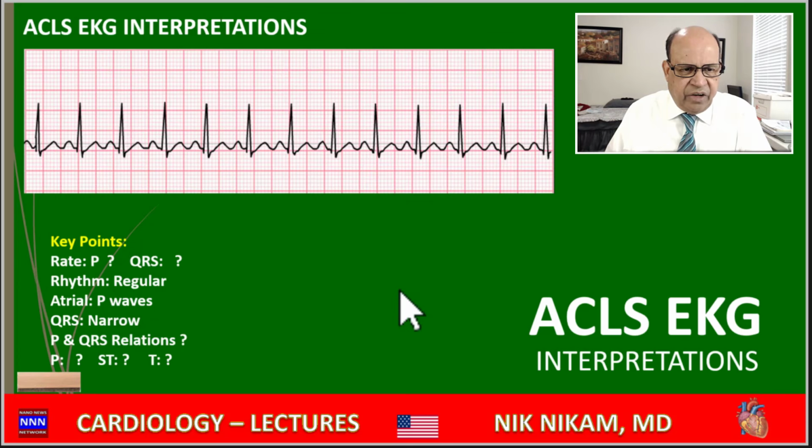Now here is an example of a narrow QRS tachycardia, which is approximately 120 per minute. There's a regular P cycle here. We have a regular QRS cycle. There's a good relationship between the P and the QRS complex. So we are dealing with sinus tachycardia.